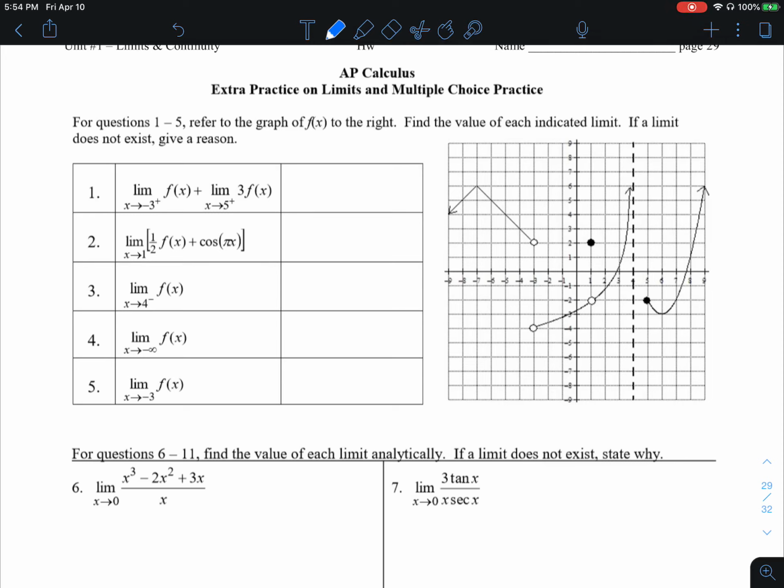AP Calculus AB, looking at Unit 1, we got extra practice. So let's check these out. For questions 1 through 5, refer to the graph at the right. Find the value of each indicated limit. If the limit does not exist, give a reason.